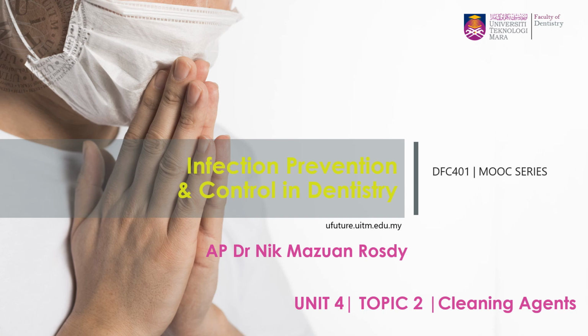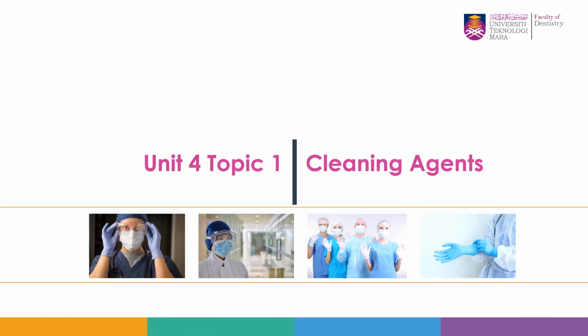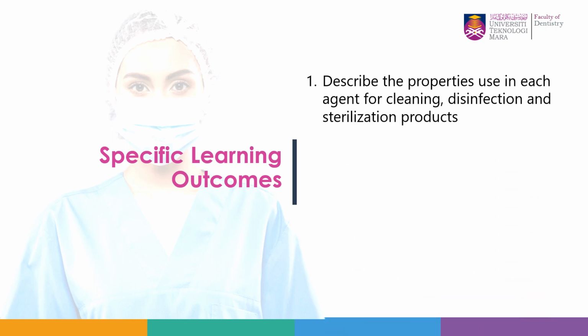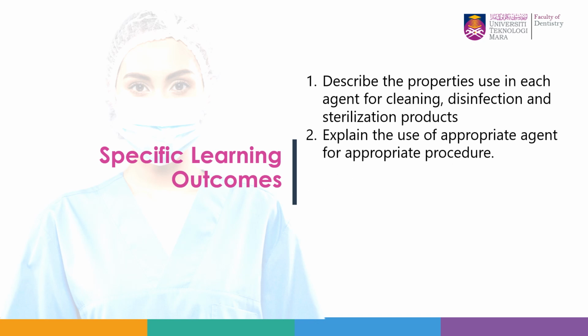We meet again in topic 2 for unit 4, which is cleaning agents. For specific learning outcomes, the first one is to describe the properties used in each agent for cleaning, disinfection, and sterilization products. And number 2, explain the use of appropriate agent for appropriate procedure.